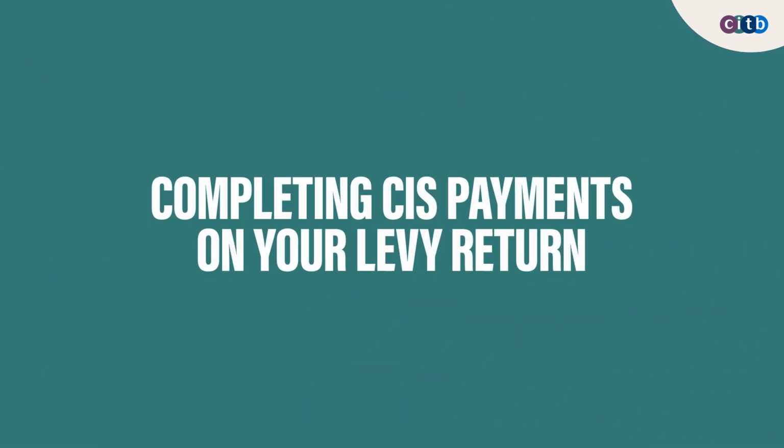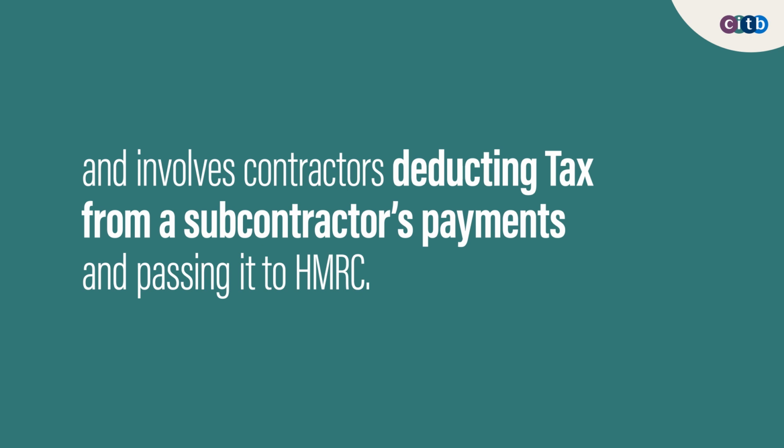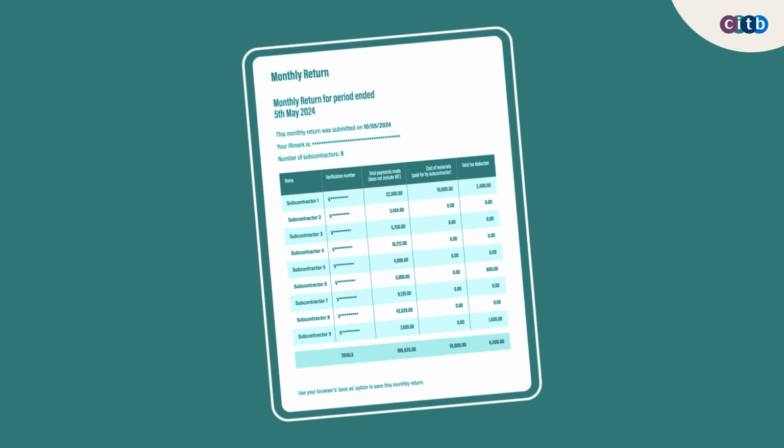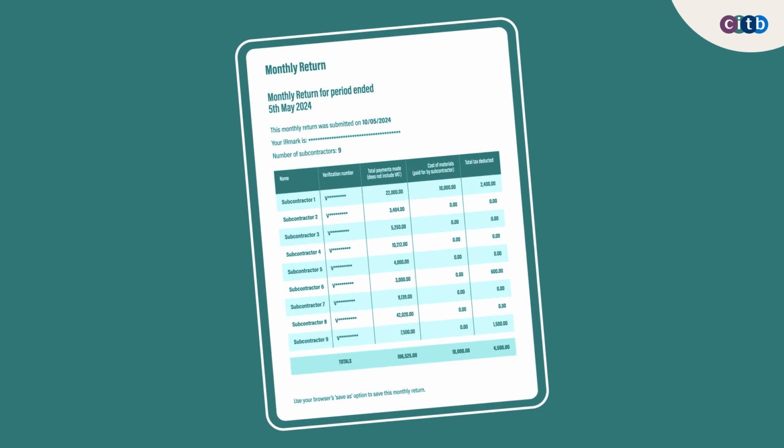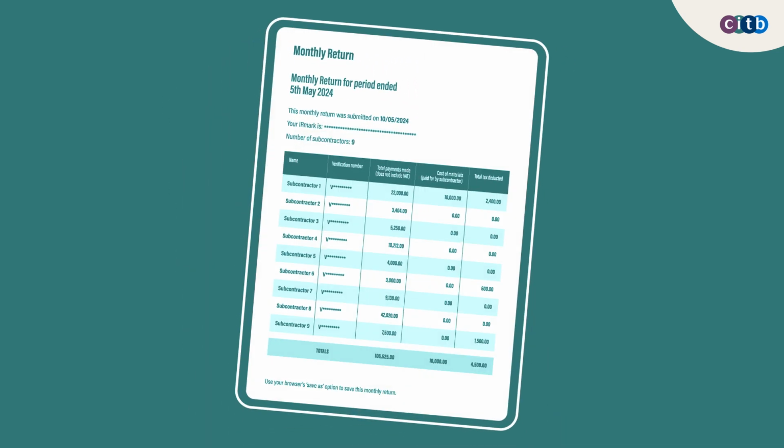Completing CIS payments on your levy return. CIS stands for Construction Industry Scheme and involves contractors deducting tax from a subcontractor's payments and passing it to HMRC. CIS payment records can be found in a couple of different ways. CIS 300 contractor monthly returns that your business has submitted to HMRC for the corresponding tax year. You may be able to run a monthly or annual CIS report from the software you use to file your CIS returns directly to HMRC.